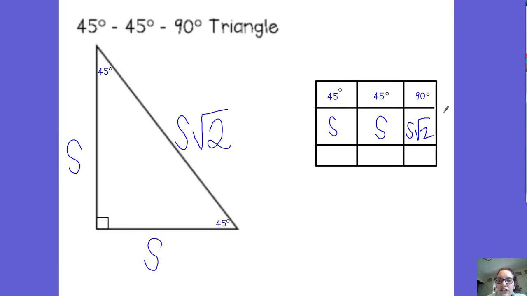So we're going to use this chart. Sometimes I'm going to give you different side lengths, and then we can plug the ones that we know into the chart, and it will help us solve for the ones that we don't know. So again, across from the 45 is s, across from the 45 is s, across from the 90 is s root 2. Leg, leg, hypotenuse: s, s, s root 2. Have that memorized. We're not going to give you that on a test or a quiz.